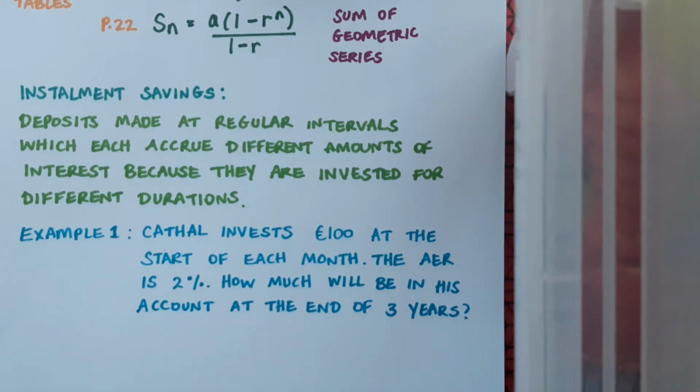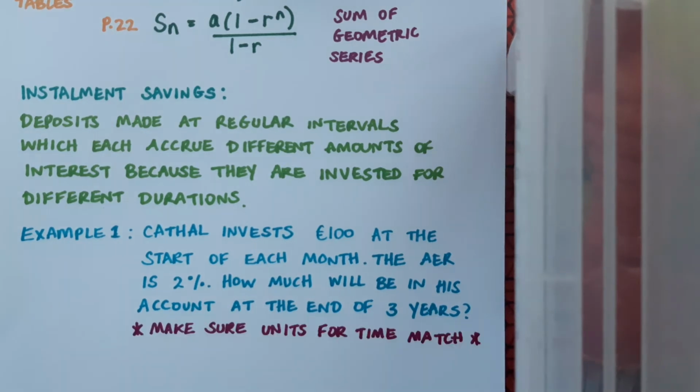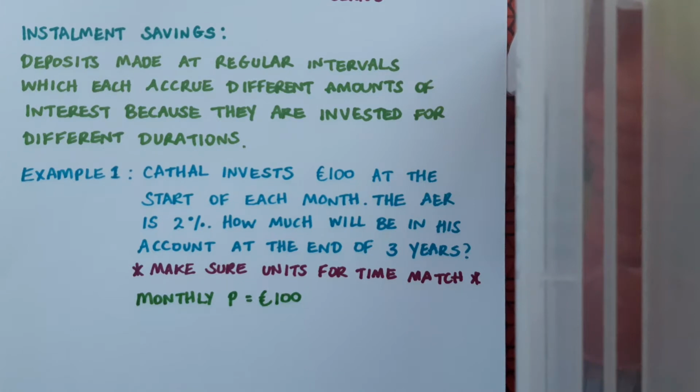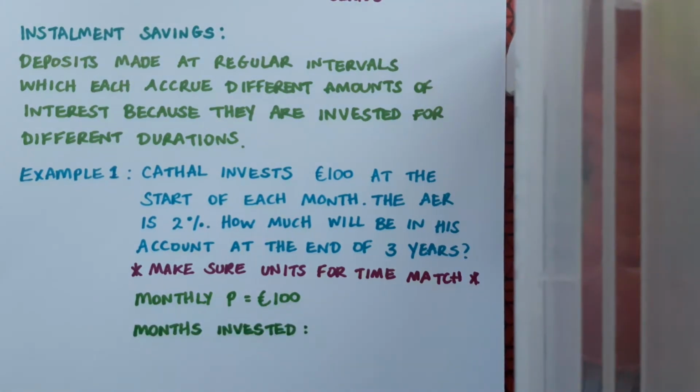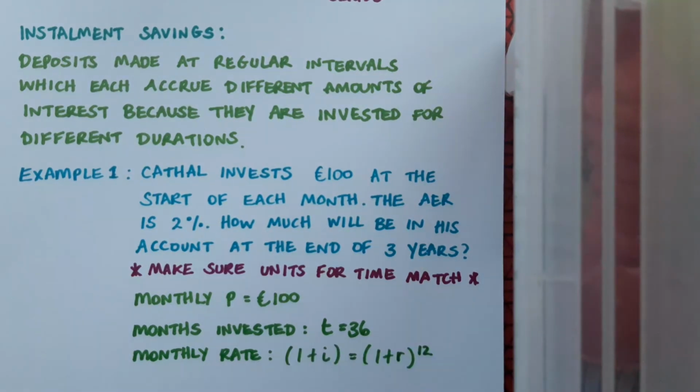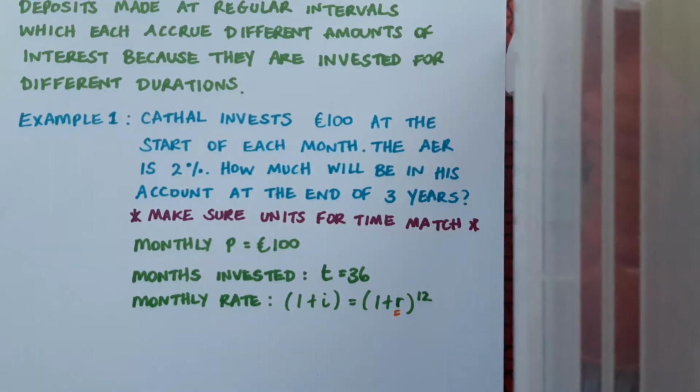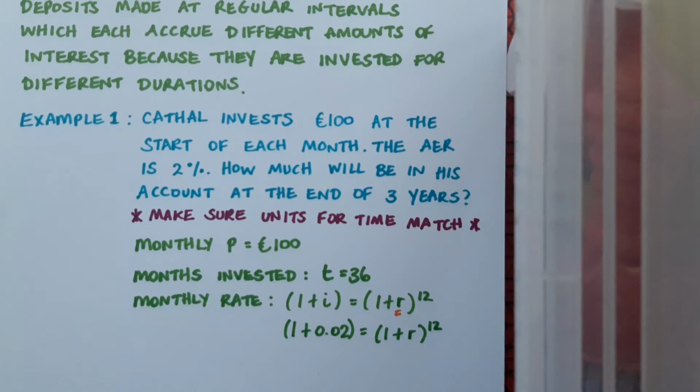Okay, so the first thing to notice here is that my units for time are a little bit all over the place because he's investing money at the start of each month, but my interest rate is a yearly rate and the duration of the entire investment is a yearly number as well. So I'm going to have to try and sort all that out first of all. So the monthly principal is 100. The number of months the investment runs over will be 36. And for monthly rate, I'm using this formula from an earlier video to calculate R. So I'll fill that formula in and then I'll do a bit of manipulation to get R by itself.